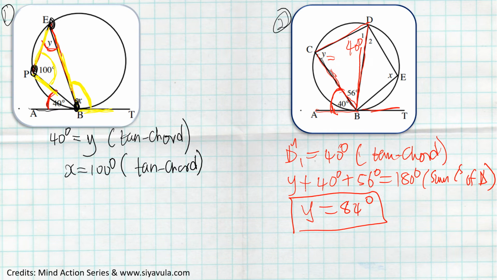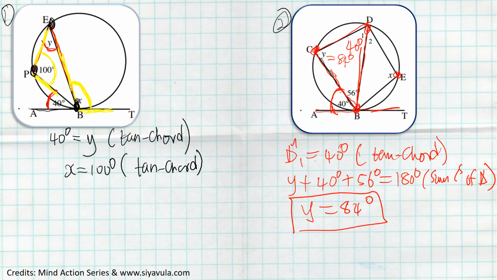We have our y as 84 degrees, right? How can we solve for x? Let's take a look at BEDC. What can you notice about BEDC? BEDC is a what? It is a cyclic quadrilateral, right? Which theorem comes to your mind when you think of cyclic quadrilateral? There are three theorems that must come to your mind.